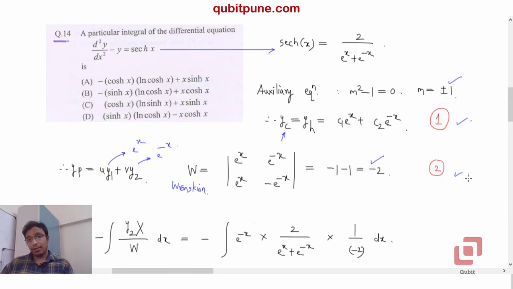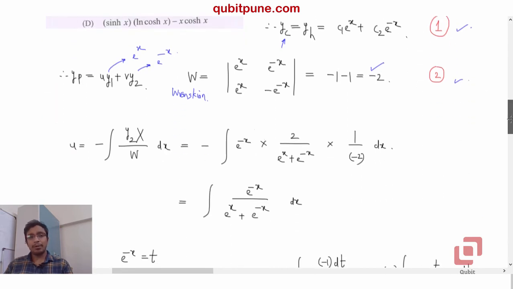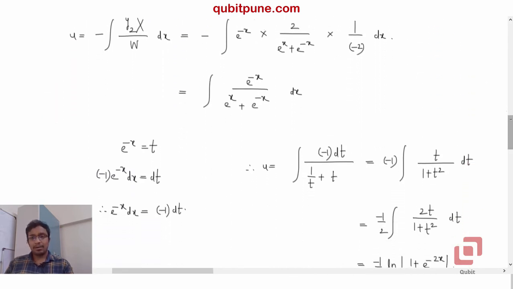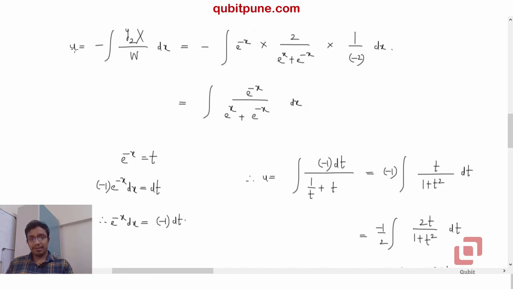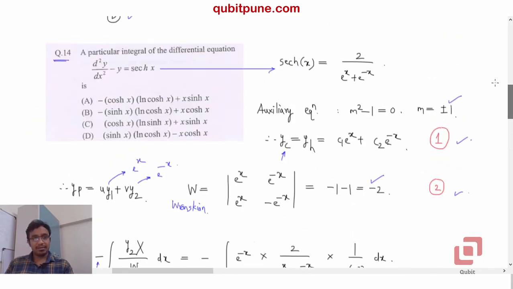And now we will recall the formulae that we use to determine u and v. In usual notation, the first function, that is u, is given by negative of the integral of y2 into X divided by the Wronskian W, and here y2 is e to the power negative x, the other part of the complementary function. And what is X? X is nothing but our right hand side of the differential equation, which is hyperbolic sec of x. Okay, so this is X now.